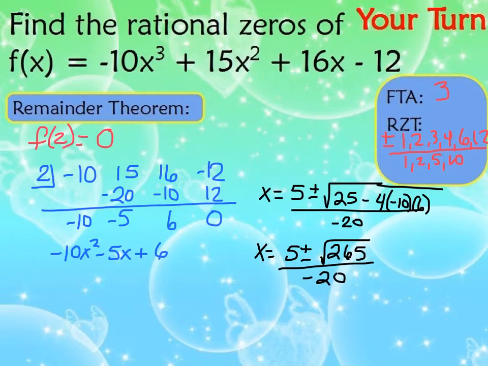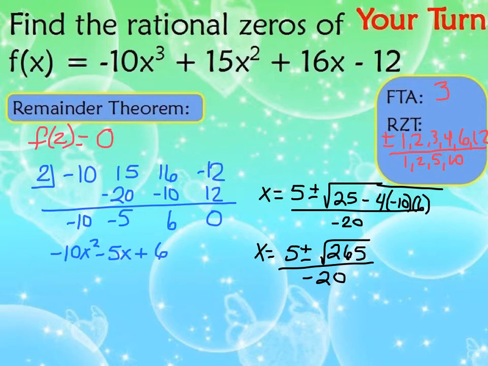And I really don't think that 265 breaks down for us. I wish it had. I cannot reduce the 5 and 20 because the root 265 is also being divided by the 20. So only if you can reduce both of them do you do that. And so I'm pretty much done. I'm leaving it like that.